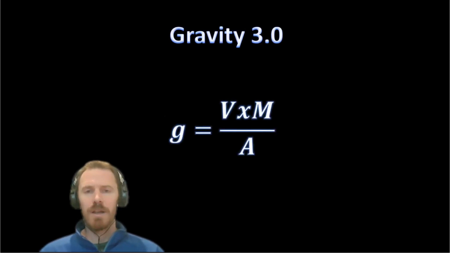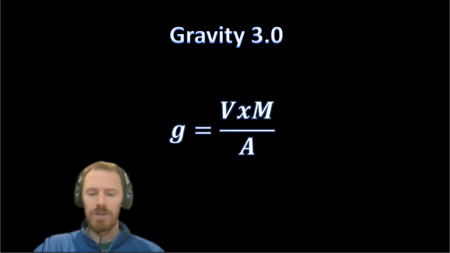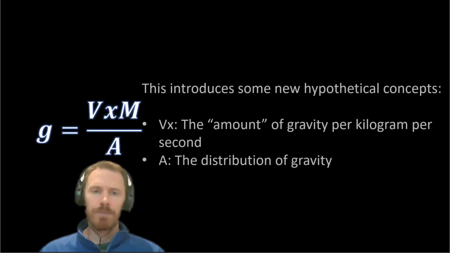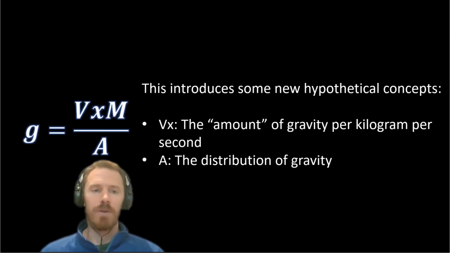All right. Here's our new theory for gravity. It can be summarized in a very simple equation, G equals Vx times m over A. What does that mean? Well, this introduces some new hypothetical concepts. First of all is Vx. Vx stands for the amount of gravity per kilogram per second. And A stands for the distribution of gravity.